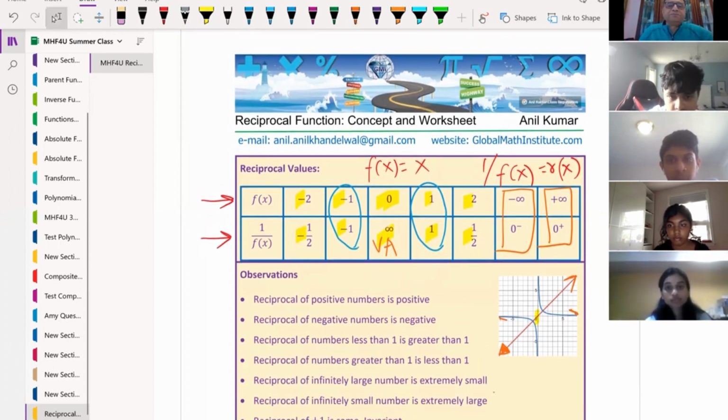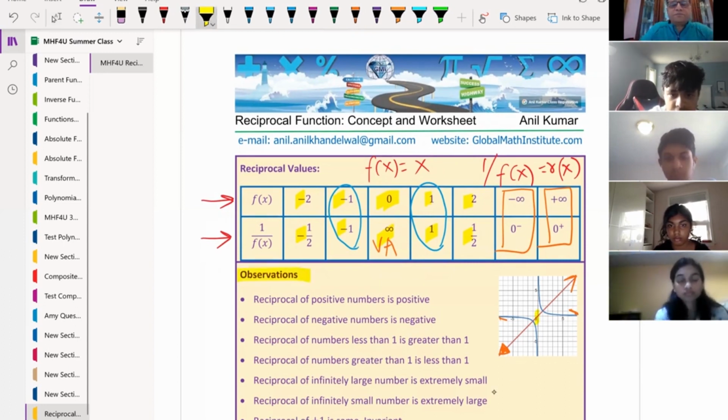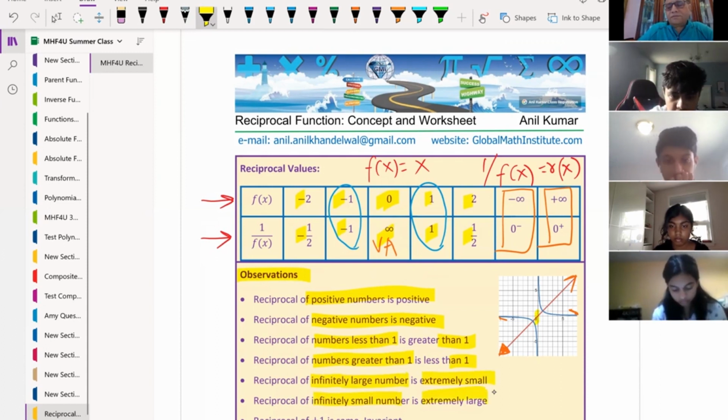Okay. So the reciprocal of a positive number is positive. The reciprocal of a negative number is negative. Correct. The reciprocal of a number less than 1 is greater than 1. Correct. And the reciprocal of a number greater than 1 is less than 1. The reciprocal of an infinitely large number is extremely small. The reciprocal of an infinitely small number is extremely large. The reciprocal of plus minus 1 is the same, invariant. That is an invariant point.